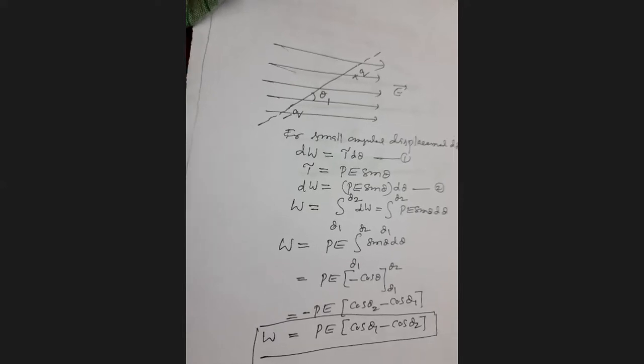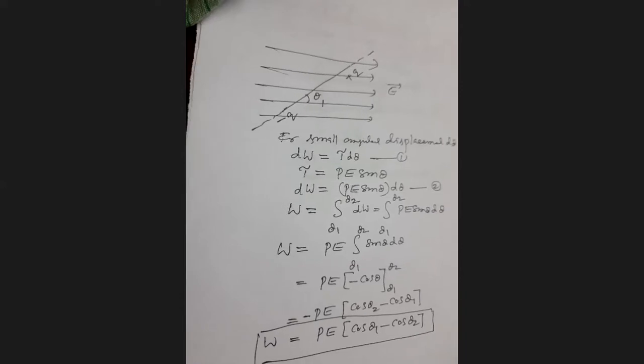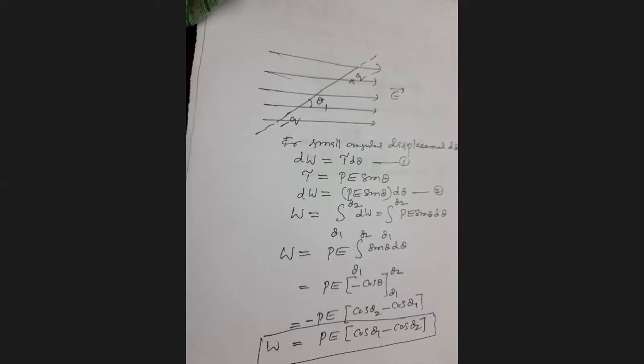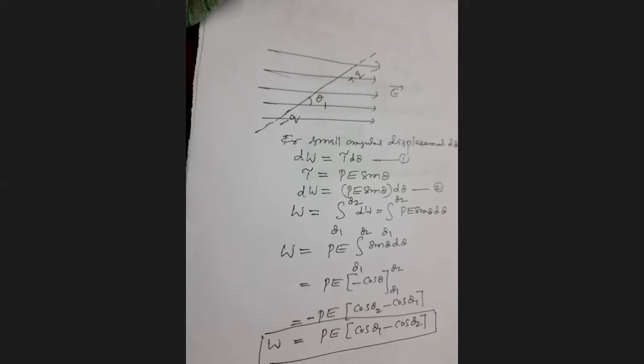This is the work done in rotating the electric dipole from the position theta 1 to theta 2 with the field direction. Right. This work done will be stored as potential energy. Hence, for the potential energy of the system in rotation of the electric dipole from one angular position to another angular position, you can use this formula.